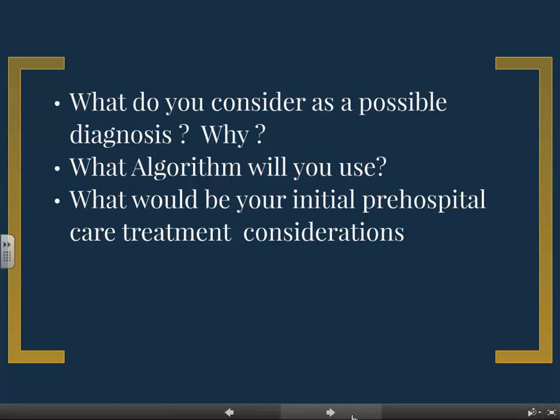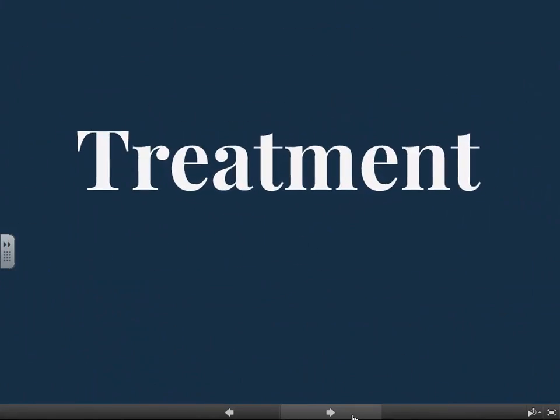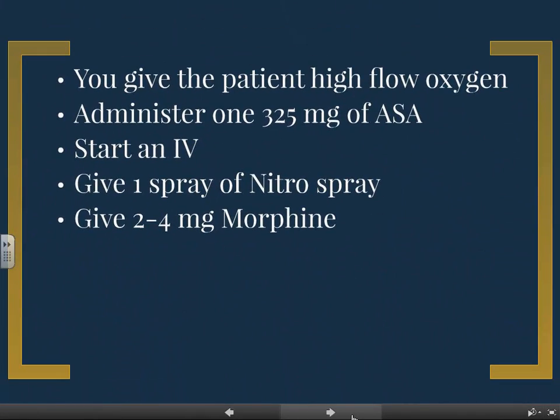What would be your initial pre-hospital care treatment considerations? MONA, right? MONA. But it's not in MONA order. It's going to be oxygen first. Administration of 325 of aspirin. 324. Gotta get an IV. Always, always, always get an IV before you start that nitro. Okay? We're gonna give nitro.